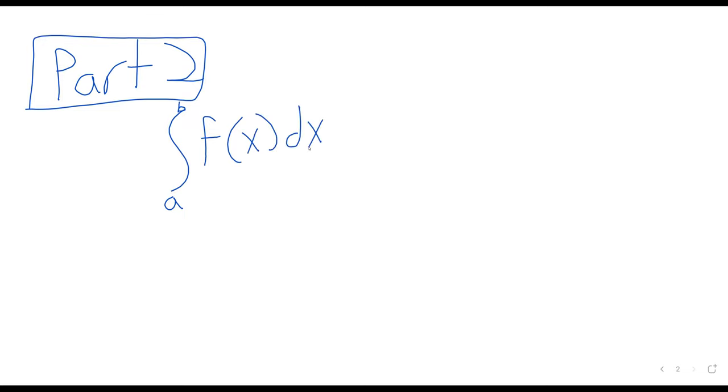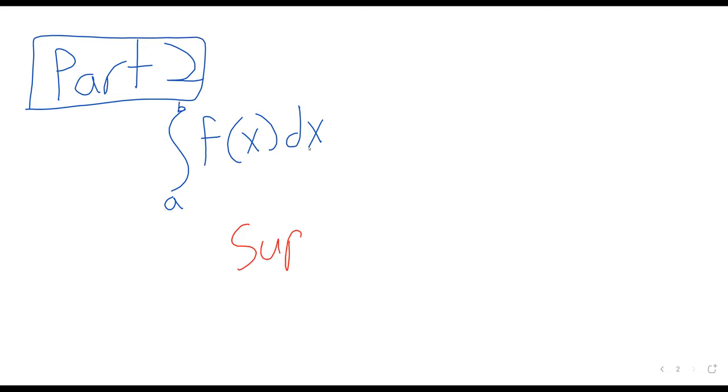for evaluating definite integrals. We defined these definite integrals as a limit. We said, okay, this limit's terrible. We don't want to actually find definite integrals this way. So how do we find definite integrals? Well, there are actually a number of answers to that, but the simplest answer is to use part two of the fundamental theorem.